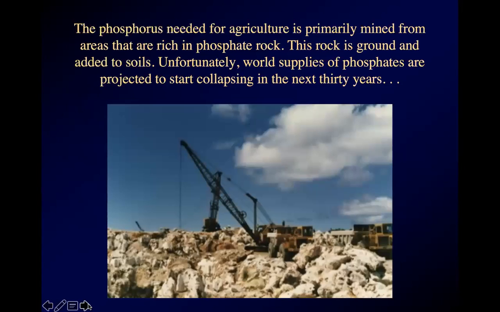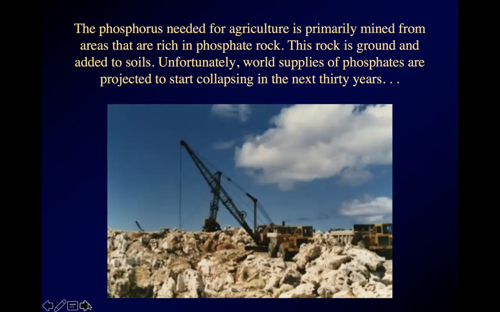Now, you have to put phosphorus sometimes in agricultural settings. You can buy phosphate fertilizer in any garden store. Most of the fertilizer you'd buy is NPK, meaning it's got nitrogen, phosphorus, and K in this case stands for potassium, which is another thing your plants need. And the phosphorus that's needed for agriculture is primarily mined from areas like this. I think this might be in Morocco, that happen to be rich in phosphate-rich types of rock. The rock gets ground up and added to soils.